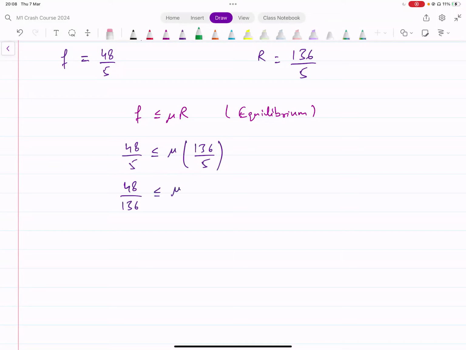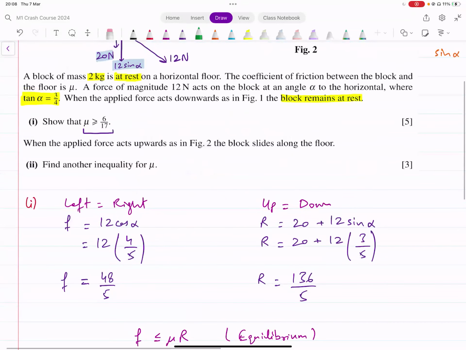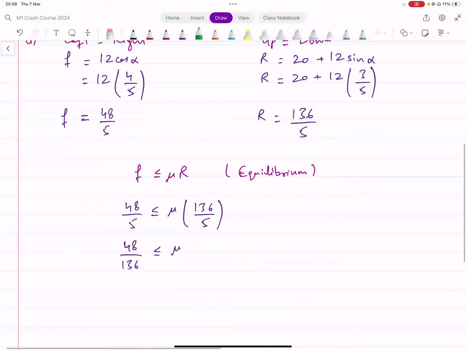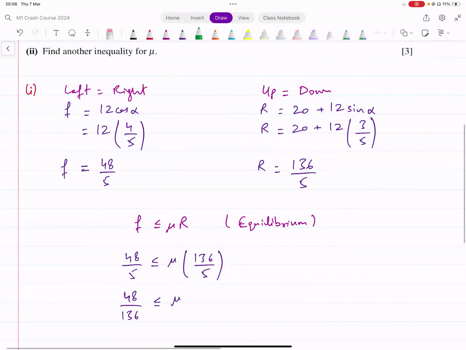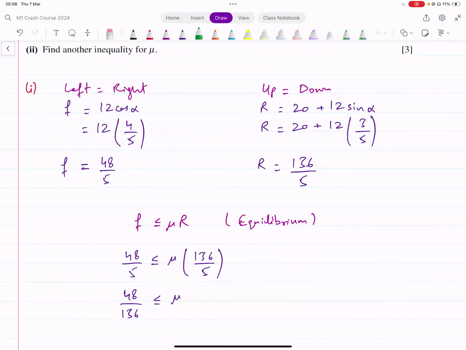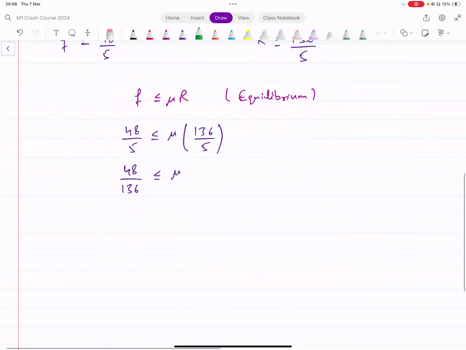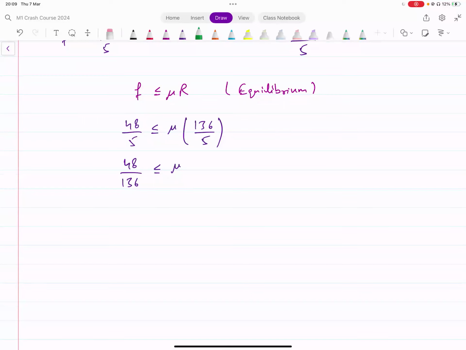You can simplify this 48/136. What does that give you? That's giving me not the same thing as that. Okay, so maybe there's some error that we have done somewhere. Let me just check. 136/5. I've copied that correctly. Okay, I'm just putting this wrong on my calculator. I'm sorry. 48/136. That's giving me 6/17.